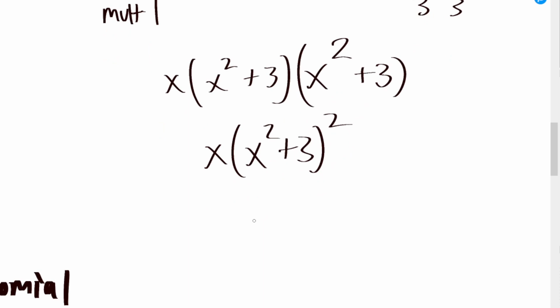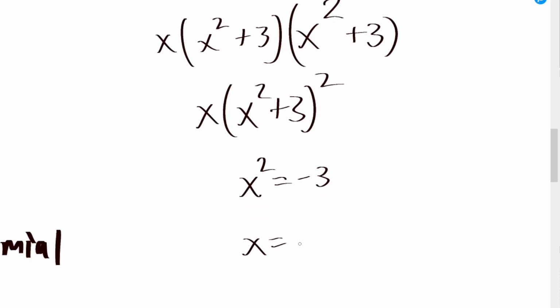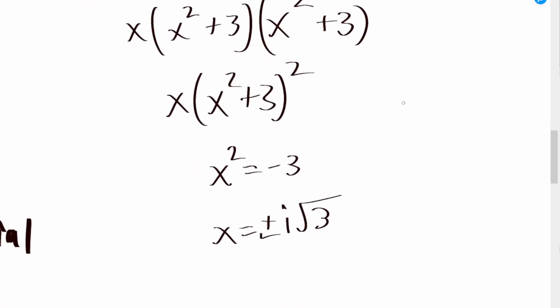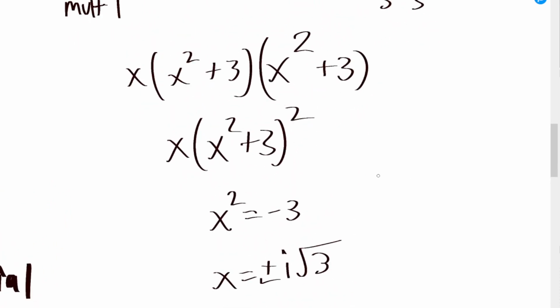So let's set this equal to 0. We have x squared is equal to negative 3. x is equal to plus or minus i root 3. I did that very quickly, but basically I took the square root of both sides, took out an i because we can't have a negative inside of there, and then plus or minus it. And both of these, again, have a multiplicity of 2.